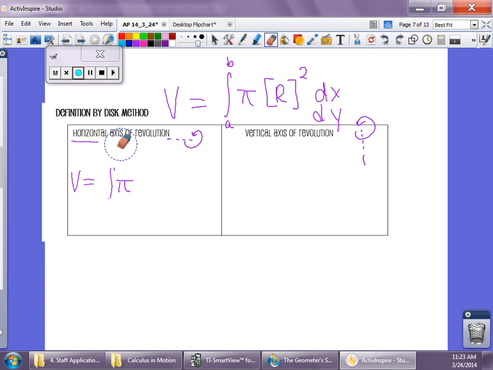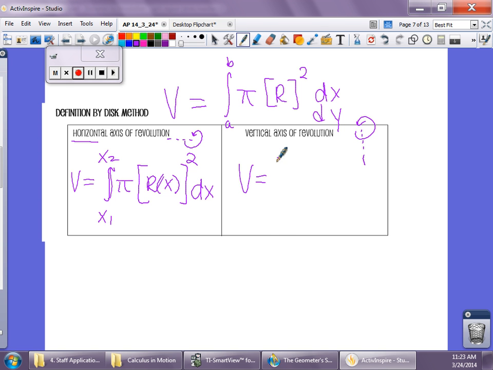Instead of using a and b, let's use x1 and x2, so that we remember that those have to be x values. In here, call it r of x, so we remember that those have to be x values, and then dx. And then same thing for the y. I want this to be a y1, this to be a y2, so we remember they have to be y values. And then pi r of y squared, and then dy. So formulas all look the same.